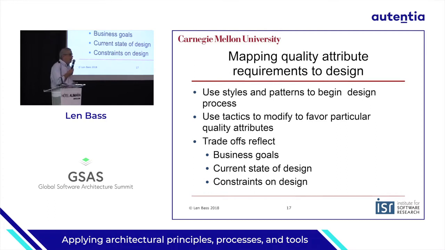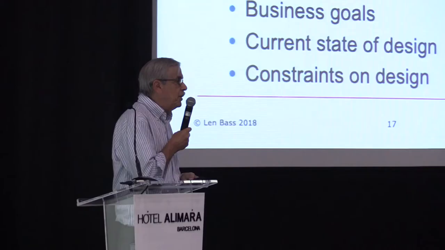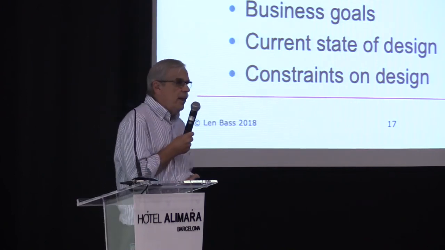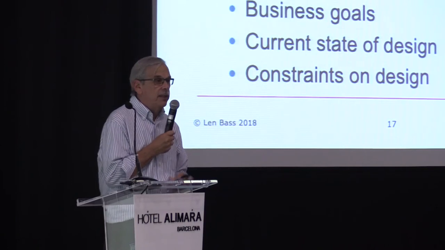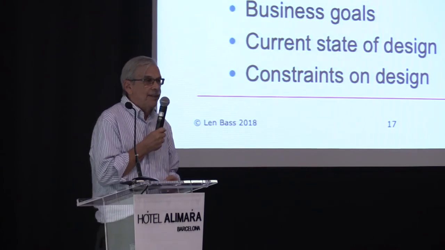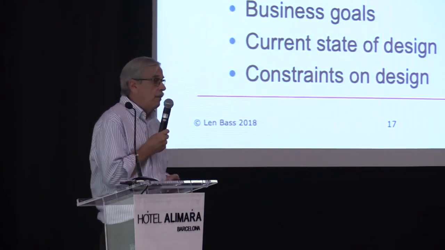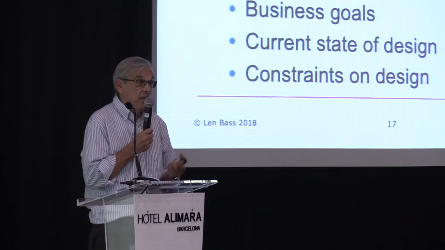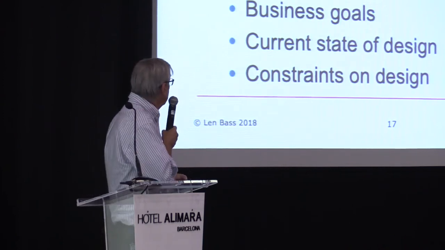Now you're mapping these architectural requirements and you want to move to the design. So you use styles and patterns to begin the process, and use tactics to modify the styles and the patterns to either compensate or accentuate certain qualities, and you're making trade-offs. Okay, so now all of a sudden you're making trade-offs. You started making trade-offs as soon as you wrote down the business goals, because you have to prioritize the business goals. And then you continued making trade-offs when you made a style decision, because the style emphasis is good for some things and not good for others.